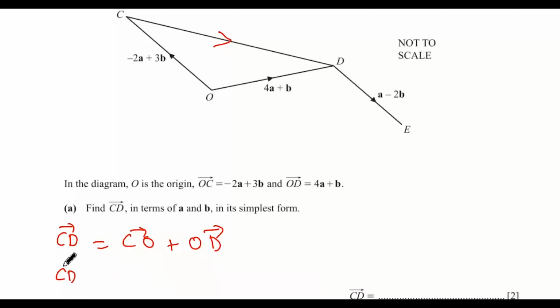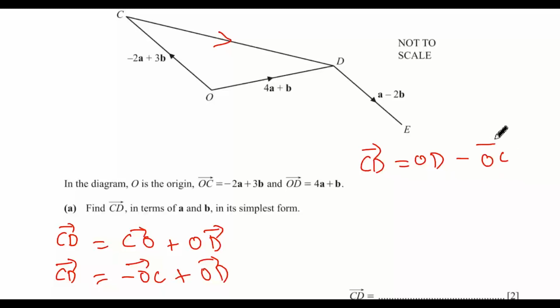So CD will be equal to minus OC, because we only have OC here. Look at the direction of OC, so we don't have CO. The arrow is pointing at C, that is, you are moving from O to C. So we have negative that plus OD. So you can now say that CD will be equal to OD minus OC. So this is what you need to do.